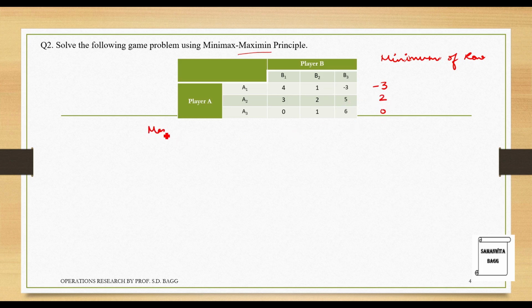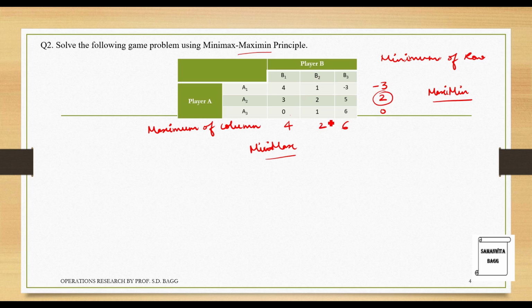Here I'll take the maximum of column values. Maximum here is 4, 2 and 6. Now you have already taken min, so you need to take the maximum value now. So here the maximum is 2. Here you have already taken the max value, so what you need to take is the minimum value. So the minimum value here is 2.